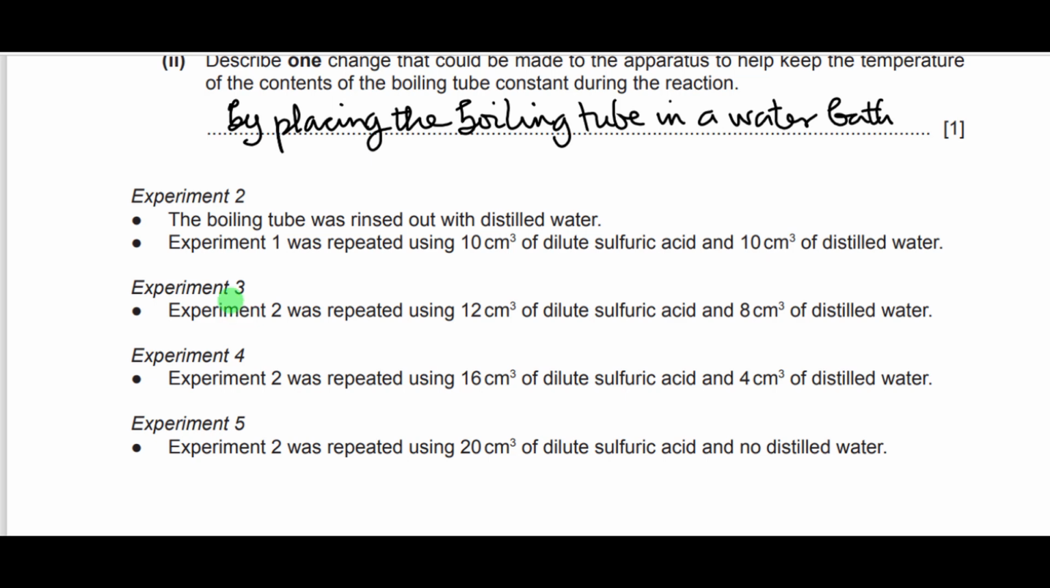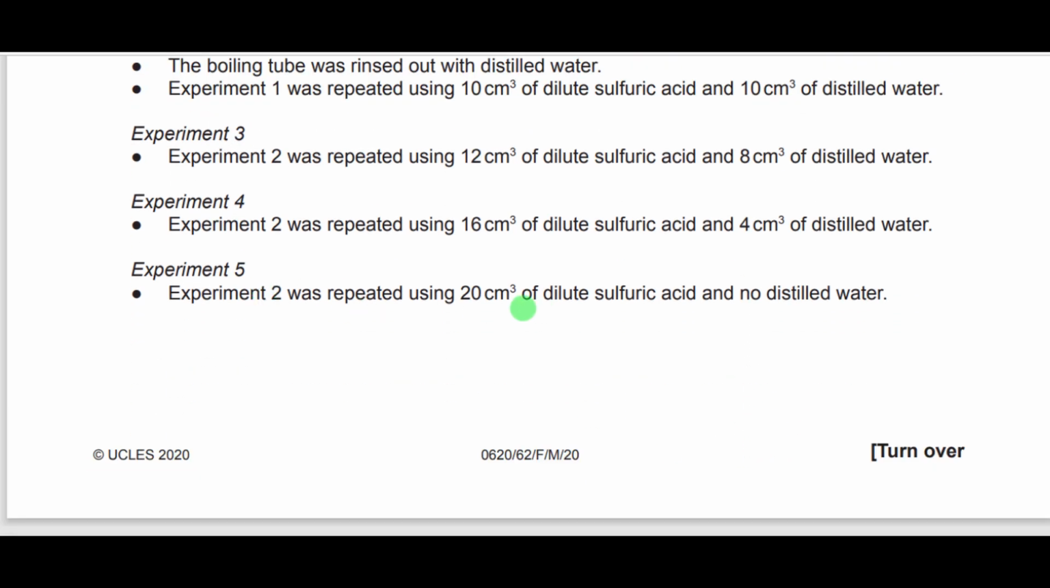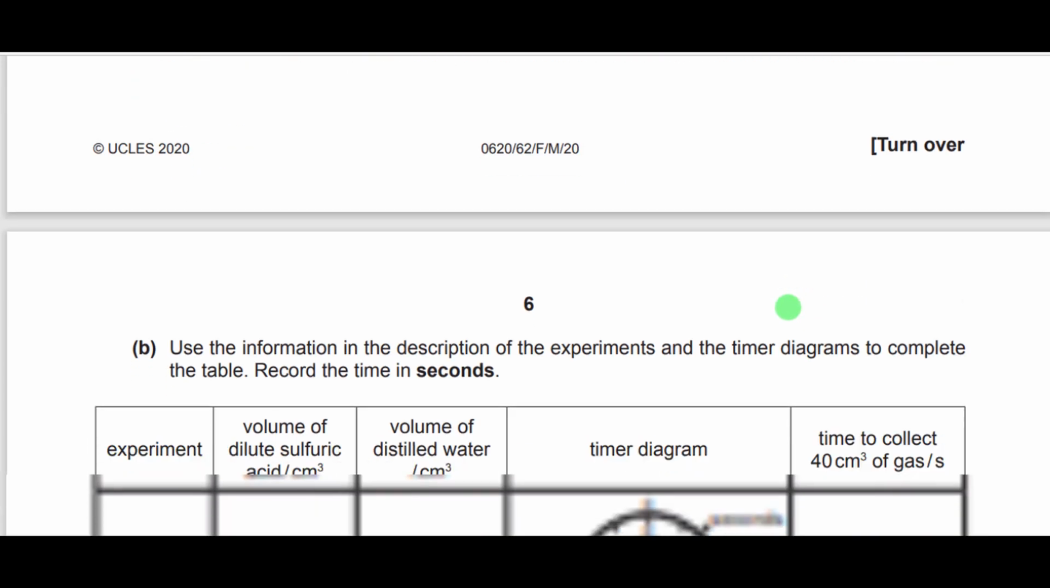Experiment 3 was repeated using 12 cm³ of dilute sulfuric acid and 8 cm³ of water. So 12 plus 8, 20. Experiment 4, 16 plus 4, 20. As the volume of dilute sulfuric acid increased, the volume of water decreased. So onto experiment 5, 20 cm³ of dilute sulfuric acid and no distilled water.